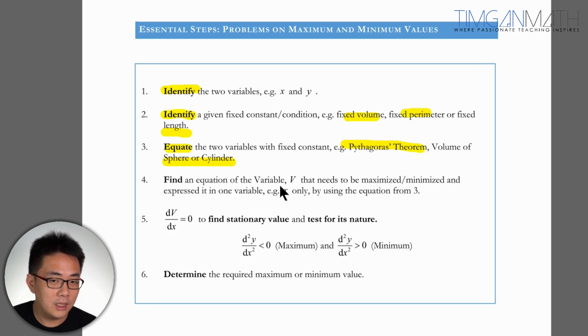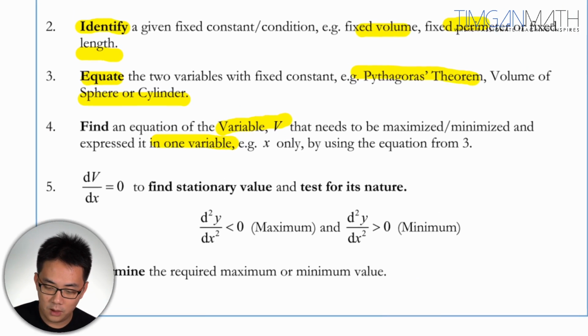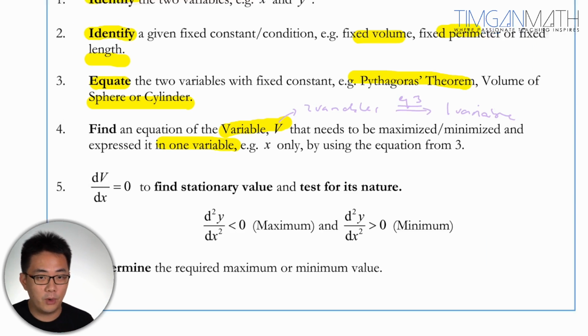Now usually this variable V will come in two variables, which is x and y. And what we need to do is actually to change this variable to one variable. We basically use the equation here to change it to one. So from initially it will be two variables, meaning x and y, and you use equation 3 to change it to one variable. Now this is a very important point here.